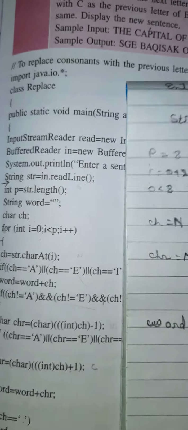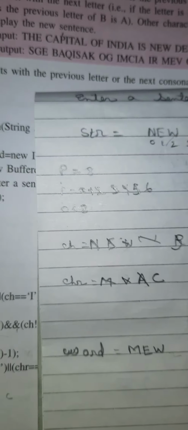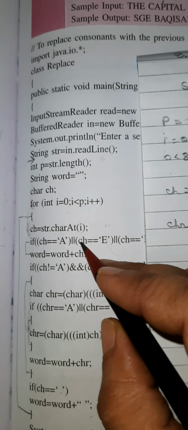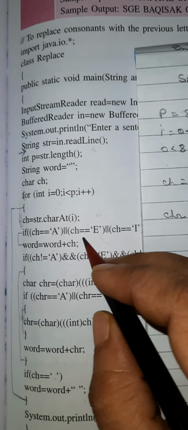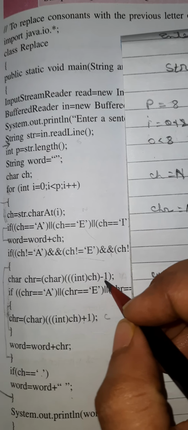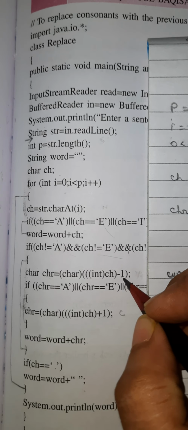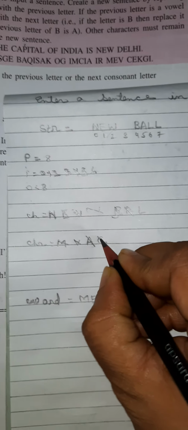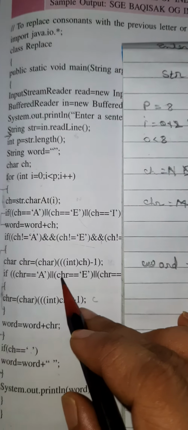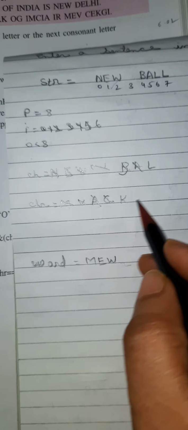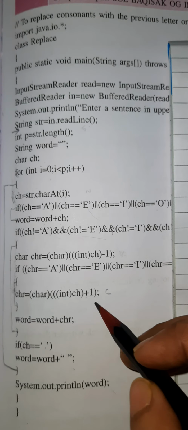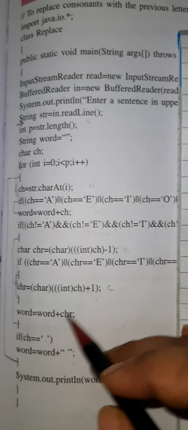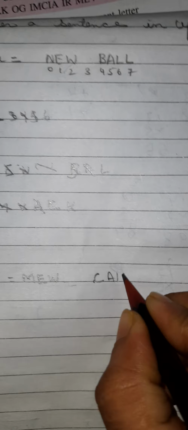Now I is 6. So at 6, L is there. So L is not a vowel. It will not enter here. It is not a vowel, so it will do minus 1. So minus 1, it will be K. K, then L. K it will be. So K is not a vowel, so it will not enter here. Instead of that it will come to this part, word plus CH. So it will write K.